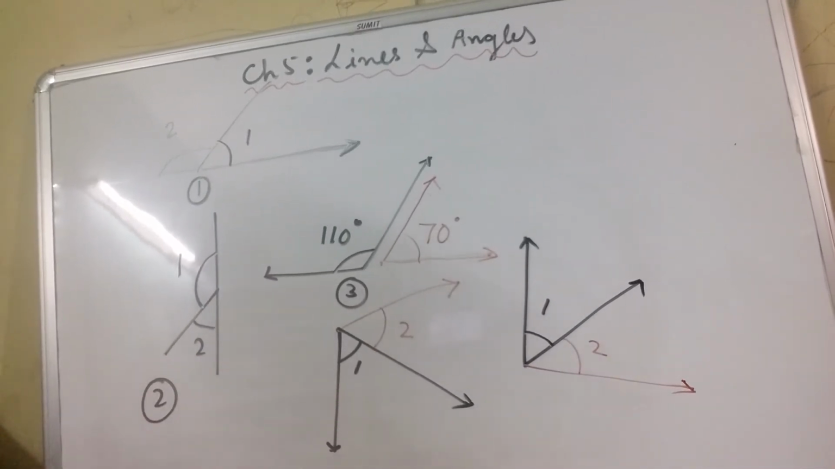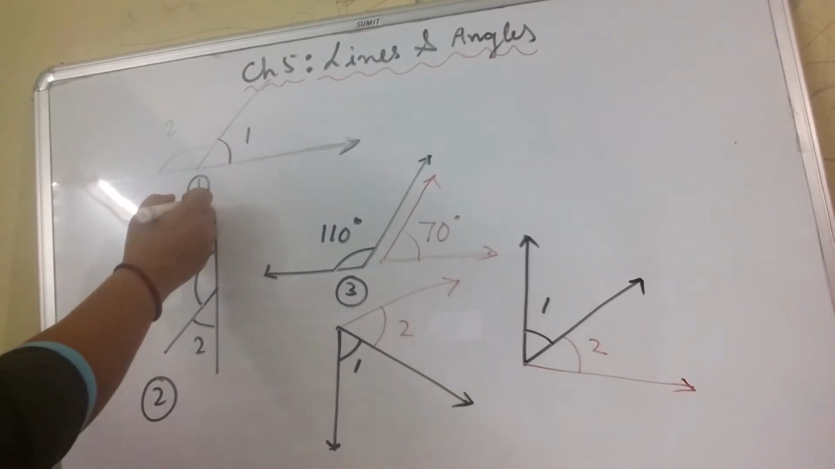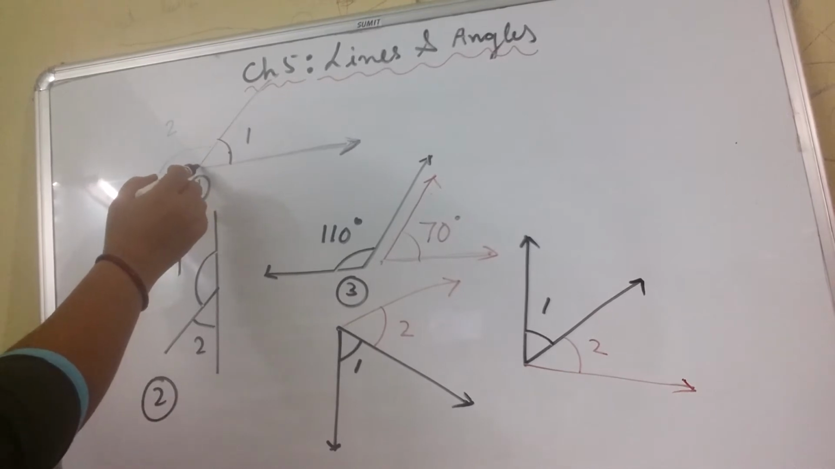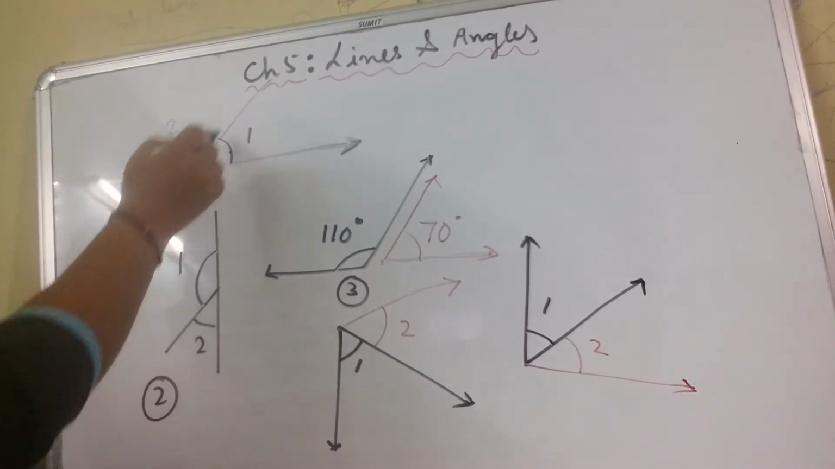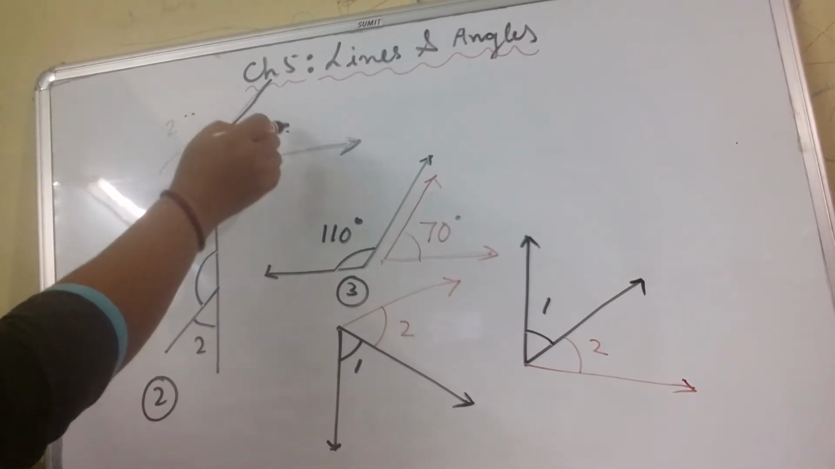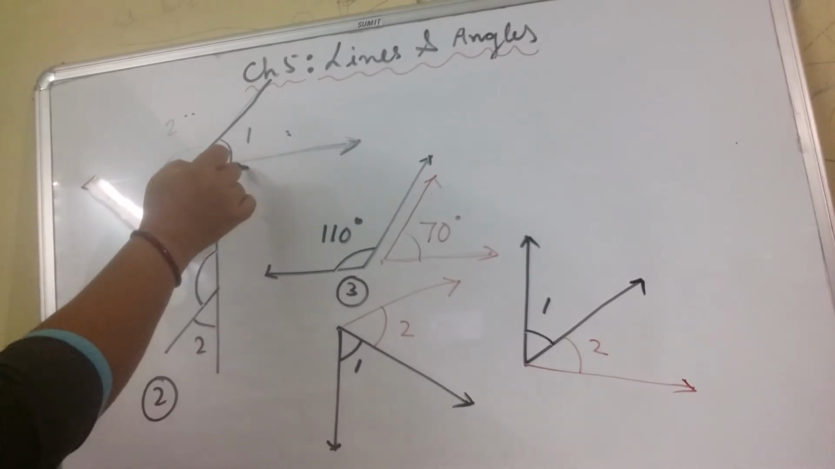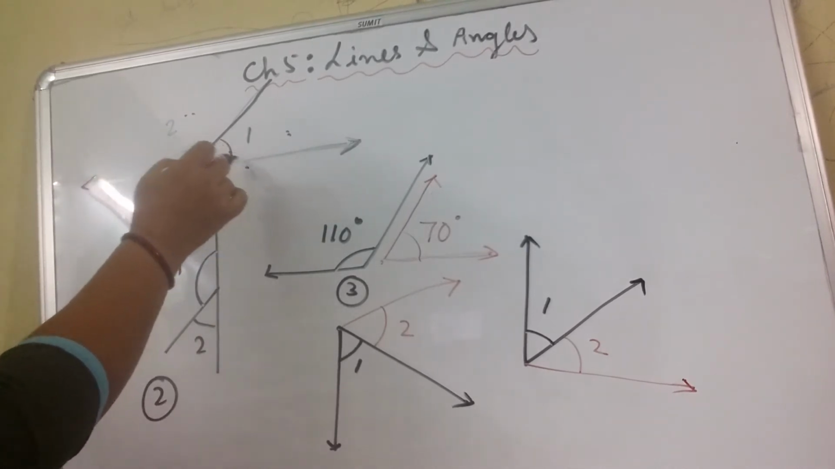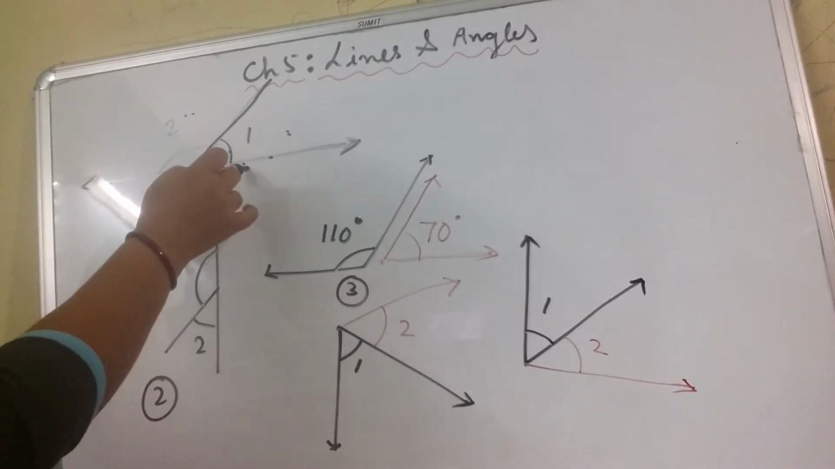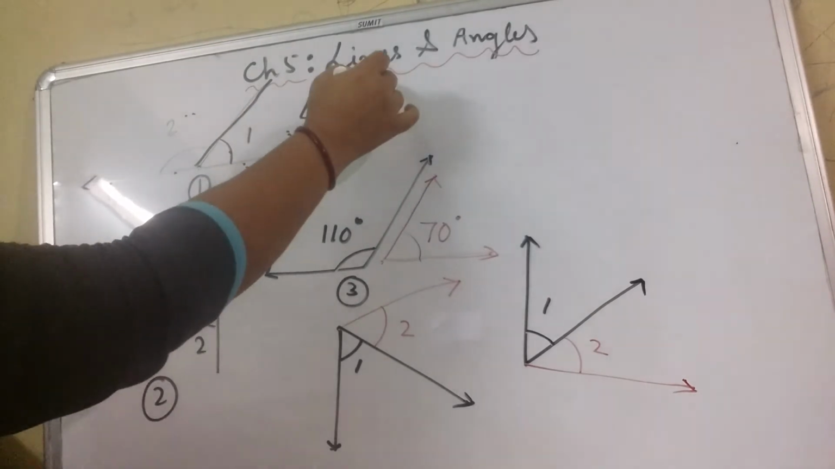Let's take some examples of linear pair. In the first figure, angle 1 and angle 2 have a common vertex and a common arm. They do not have any common interior points, and their non-common arms make 180 degrees. So angle 1 and angle 2 are a linear pair.